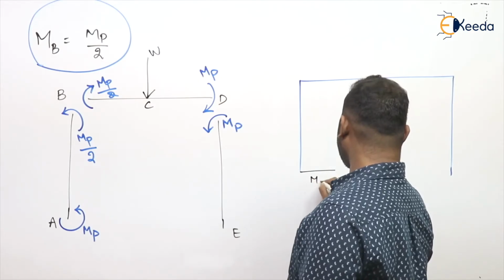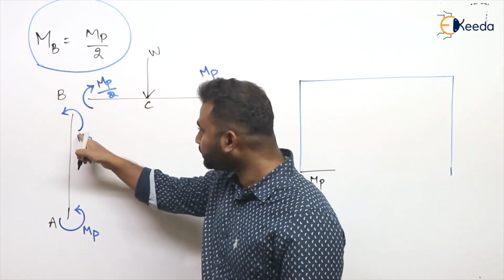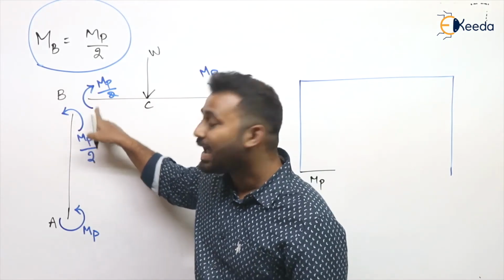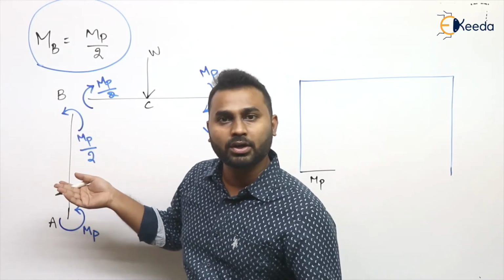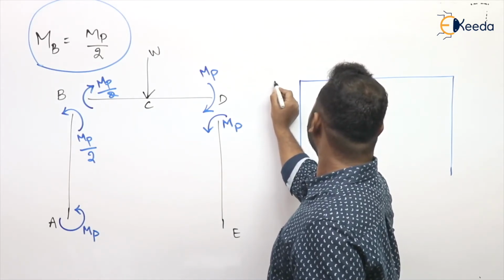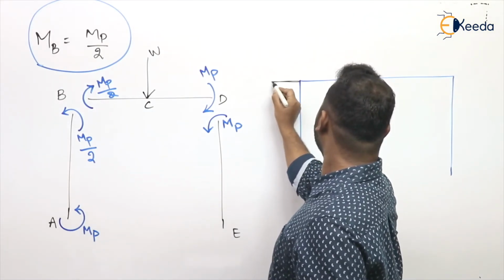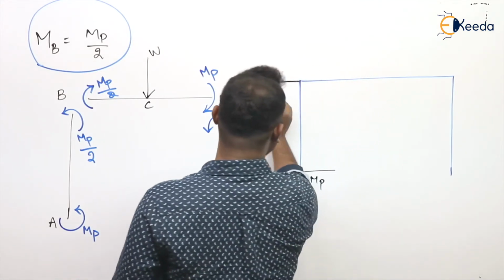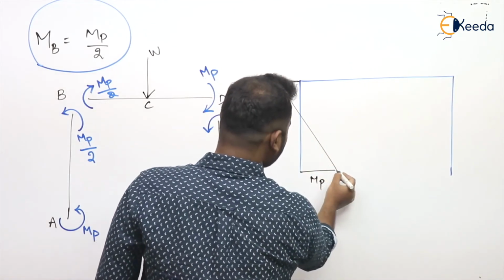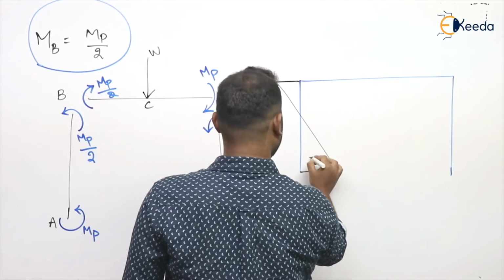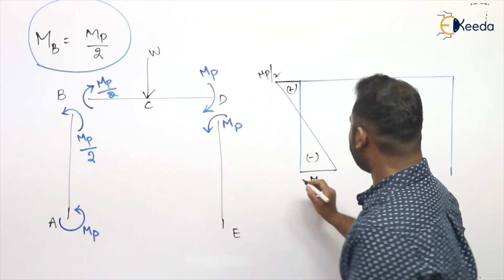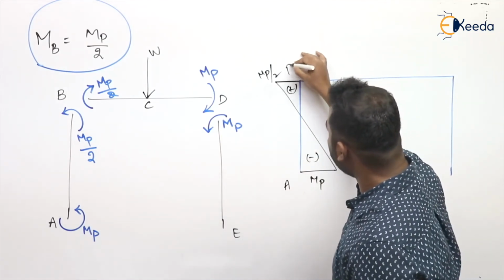MP. Now here, sorry, it is also anti-clockwise. Clear? Anti-clockwise, undoubtedly it is positive. At the right side it is positive. How much? MP by 2. Here it is negative and here it is positive, MP by 2. Now this is A and this is B. Clear?